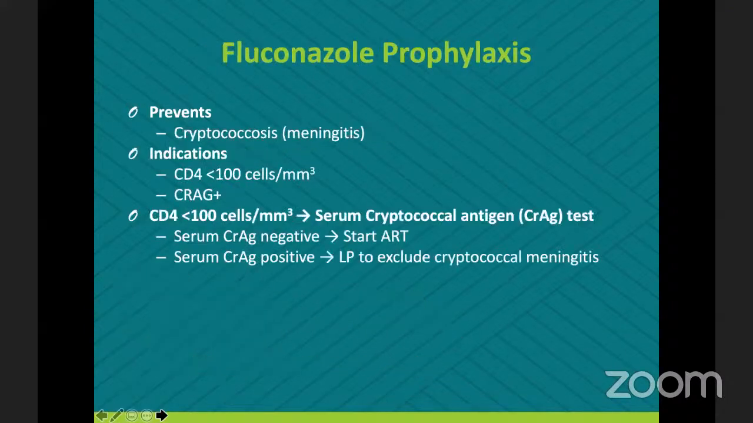Okay, moving on to the third prophylaxis, we're going to be talking about fluconazole, which prevents cryptococcosis, especially cryptococcal meningitis. Indicated for any patient with a CD4 count less than 100, and if their cryptococcal antigen test has come back as positive. So the lab automatically does a serum cryptococcal antigen test, a CRAG test, for any CD4 count less than 100. So if the serum CRAG test comes back as negative, you would start the patient on ART.